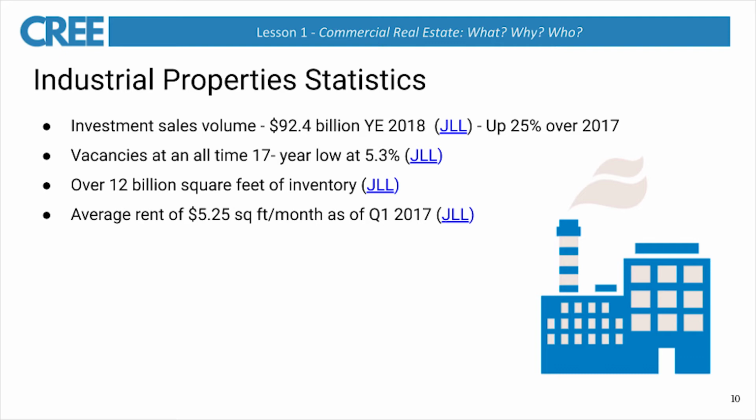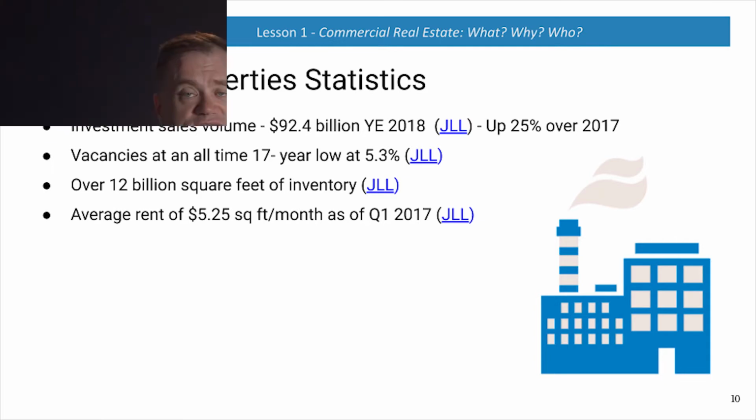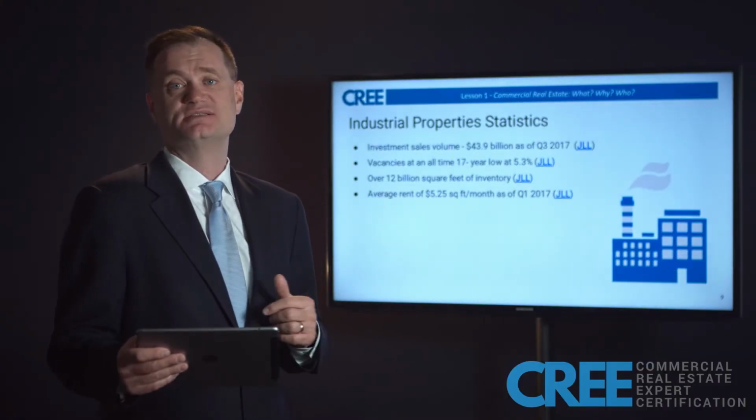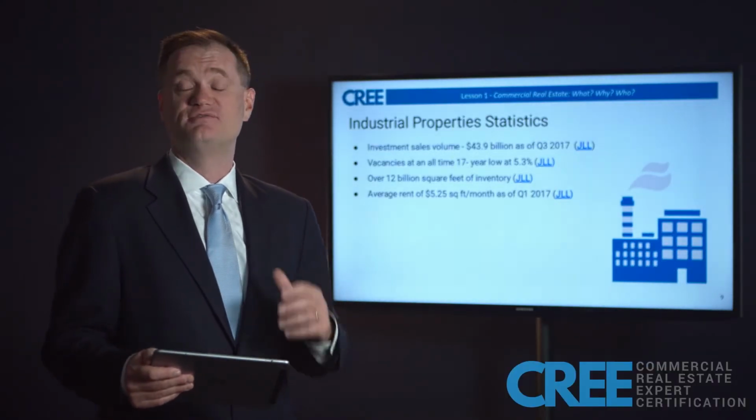Industrial properties, the second asset class. Again, almost $44 billion of industrial sales in the third quarter of 2017 were sold. Vacancies are really at an all-time low, almost a 17-year low, just above 5% in the U.S. There's over 12 billion square feet of industrial space in the U.S., according to JLL. And the average rent is roughly $5.25 a square foot. Now that's an annual rate, $5.25.